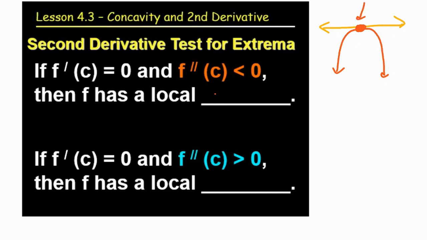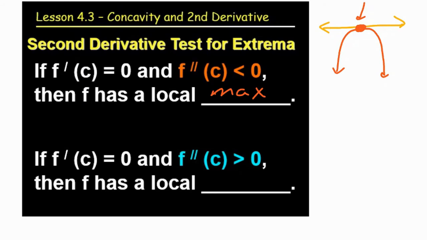And so if you have a tangent line that has a slope of 0, and if your graph is concave down, it has to be a maximum. And so the second derivative, the concavity, actually can tell us about maxes and mins.